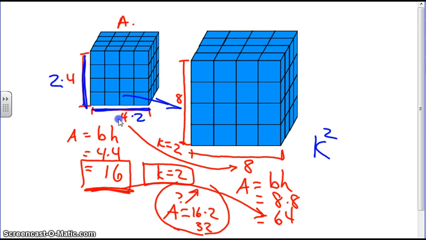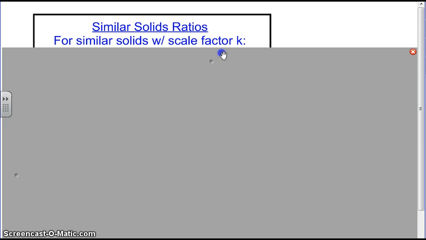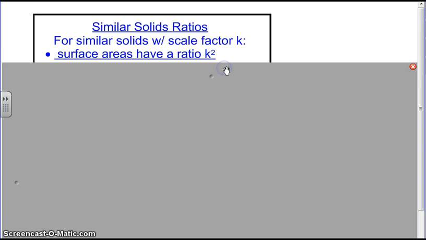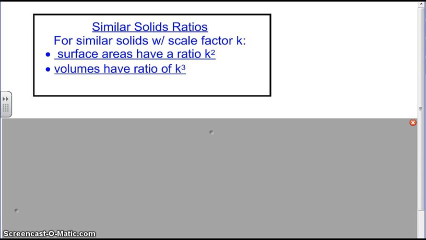And what do you think will happen when we're talking about volume? If we increase a cube on every side, length, width, and height, by 2, it will increase the scale factor for volume by 2 to the, what will the exponent be? Good, to the 3rd. So recall, this is what we covered in chapter 8, and here we are using it here, okay? So let's put this in. Surface areas have a ratio of the scale factor squared, and volumes have a ratio of the scale factor cubed.